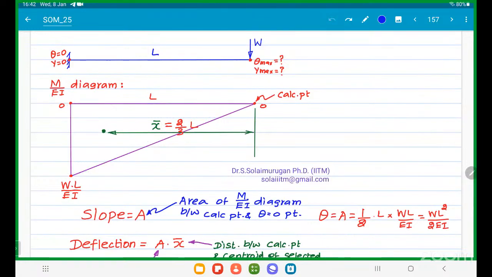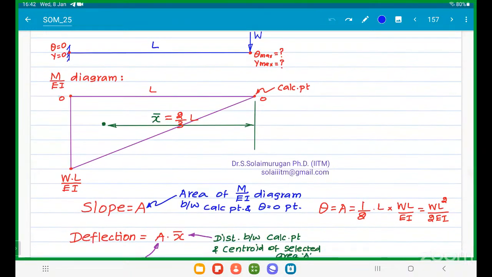Write the values. Here it will be W into L, divided by EI. Sir, if I am dividing the bending moment values by E into I, will the diagram change? No, the diagram will not change. Only the values will change. The shape of the diagram will not change.